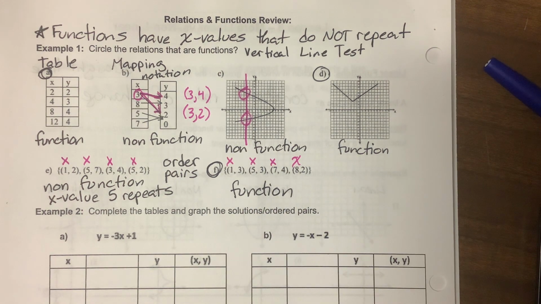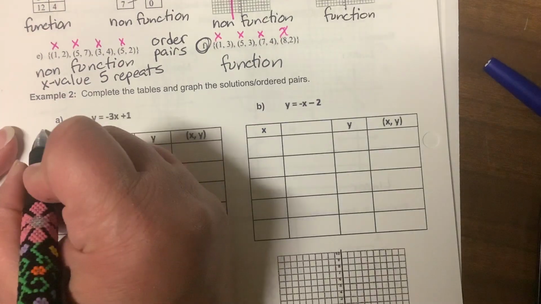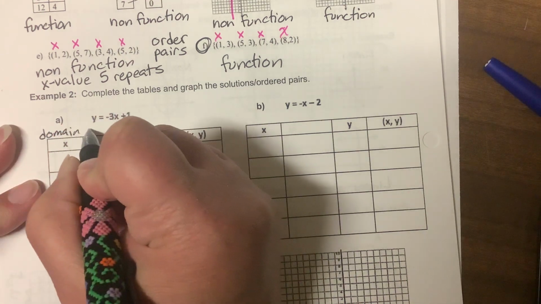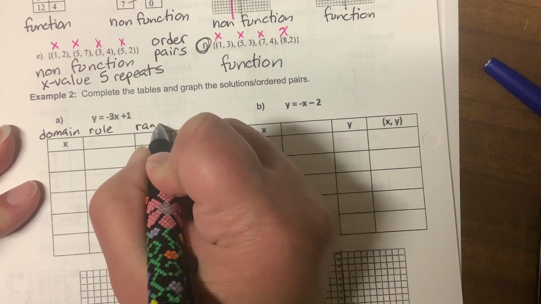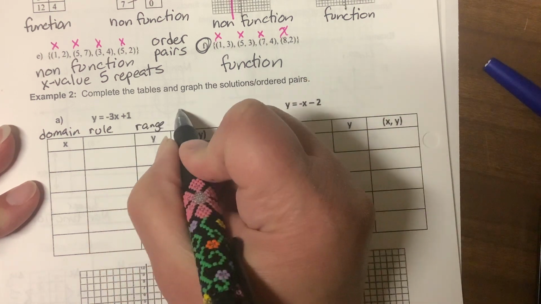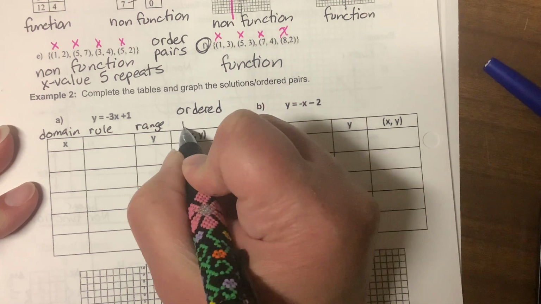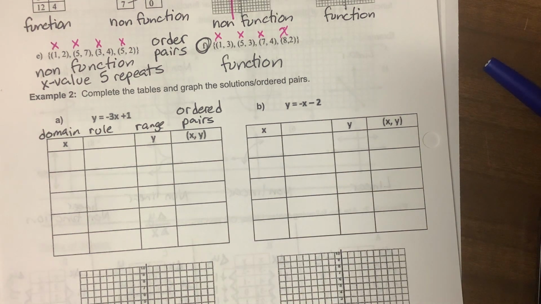Okay, complete the table and graph the solution to the ordered pairs. Ugh. Okay, just a little reminder on some of this here. This is the domain. This is the rule. This is the range. And these are ordered pairs. And you graph the ordered pairs.